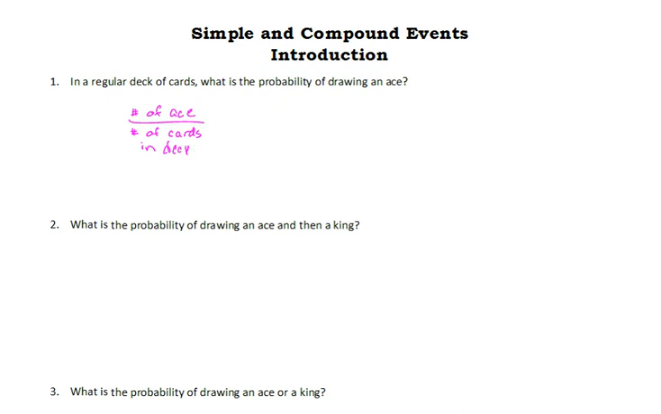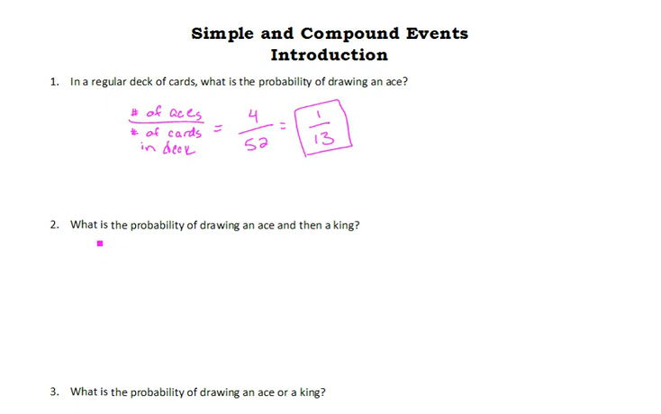So let's go ahead and look at that. We have, how many aces do we have? We have 4. Regular deck of cards has 52. So probability of drawing an ace is 1 in 13. Okay, pretty simple type of probability.